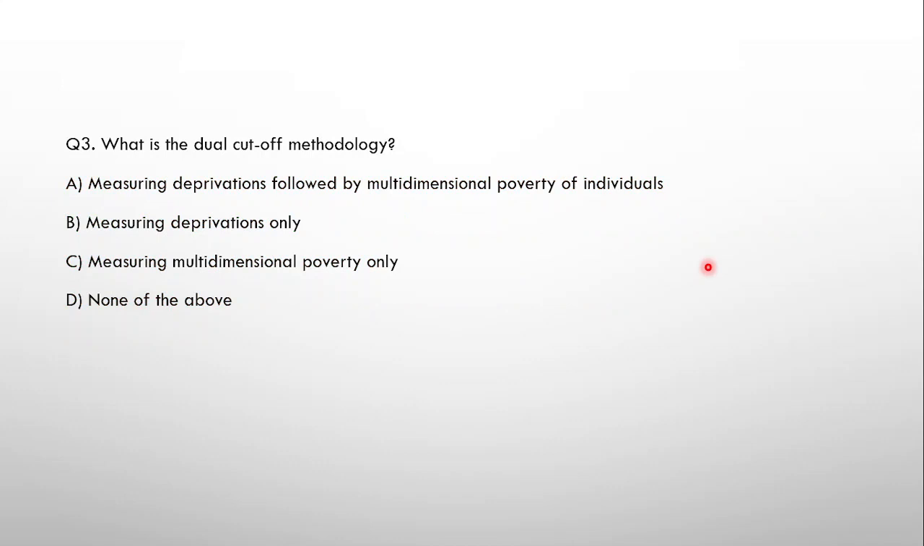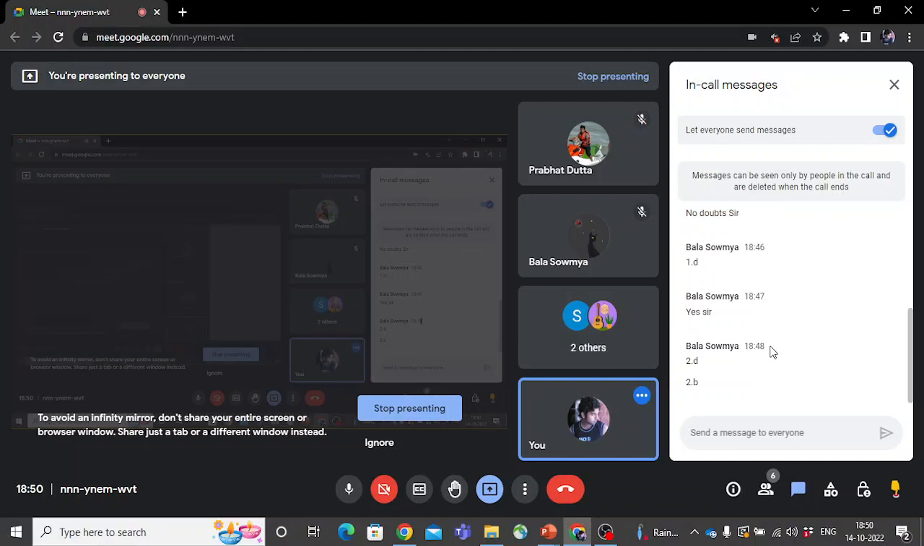But what is the dual cutoff methodology? We spoke about this dual cutoff methodology. A, measuring deprivations followed by multidimensional poverty of individuals. So you have the deprivation cutoff and poverty cutoff. Or B, deprivation cutoff only, measuring deprivations only. C, measuring multidimensional poverty only. Or D, none of the above. Do we have answers, or do you need me to go back to the options again?